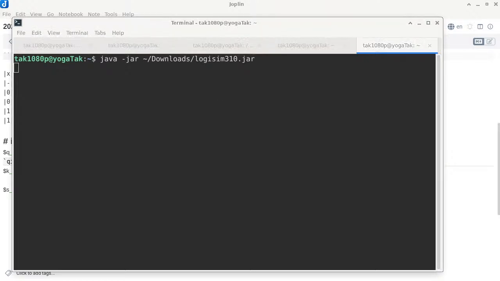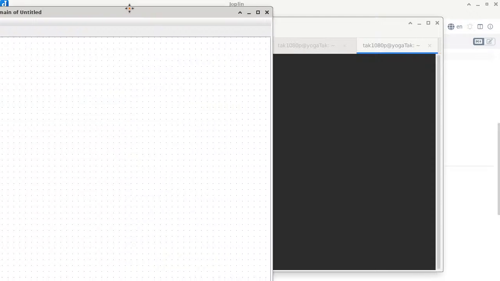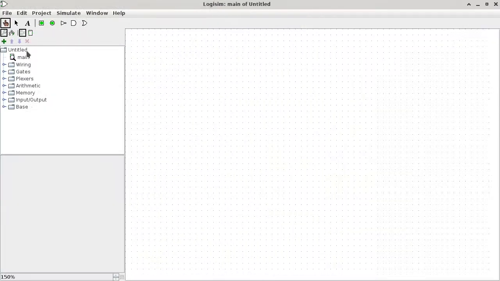And of course, it has to start on the wrong screen. There we go. All right, so we're going to start with making an exclusive OR gate, because we want to simplify things a little bit.